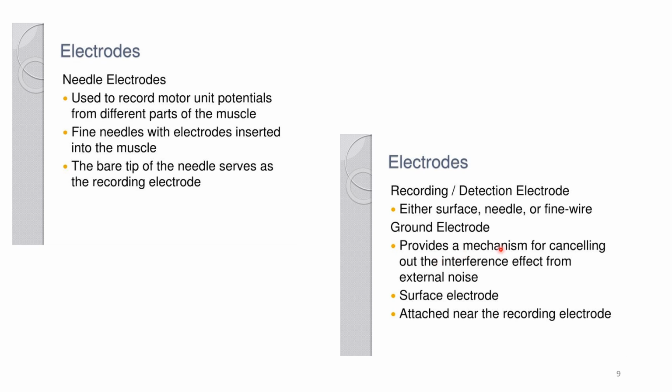Why do we need a ground electrode? It provides a mechanism for cancelling out the interference effect from the external noise. So there will be some external noise, so that will be cut by the ground electrode. It is attached on the surface. It is a surface electrode and it is attached near the recording electrode. So we need a recording and detection electrode and a ground electrode.